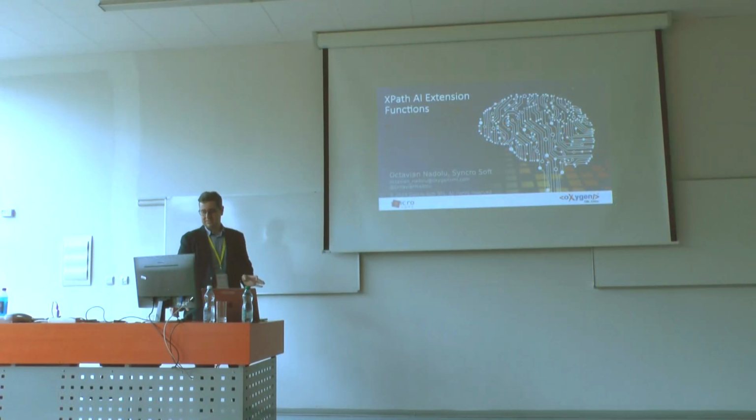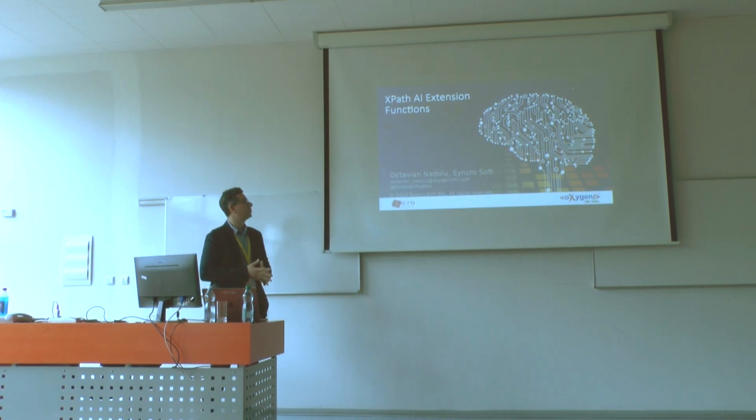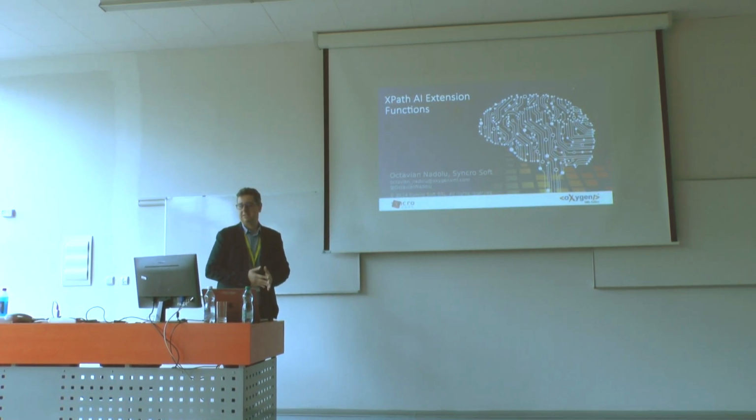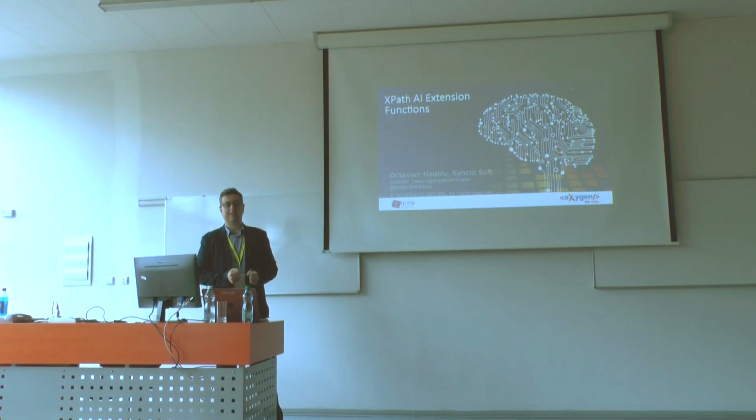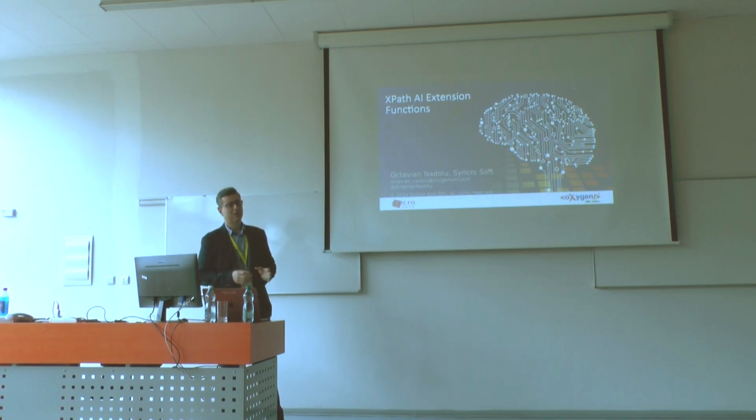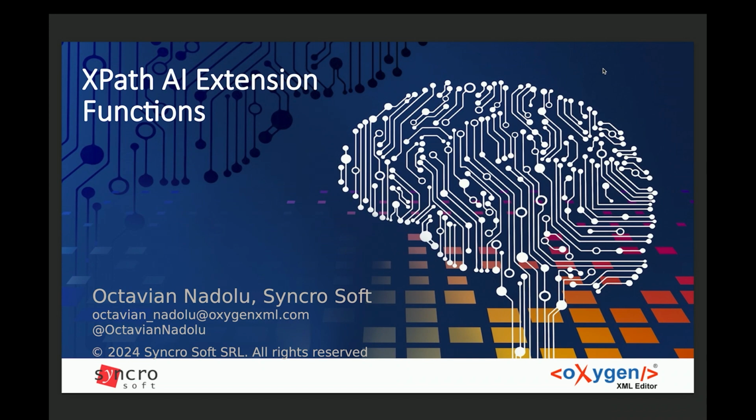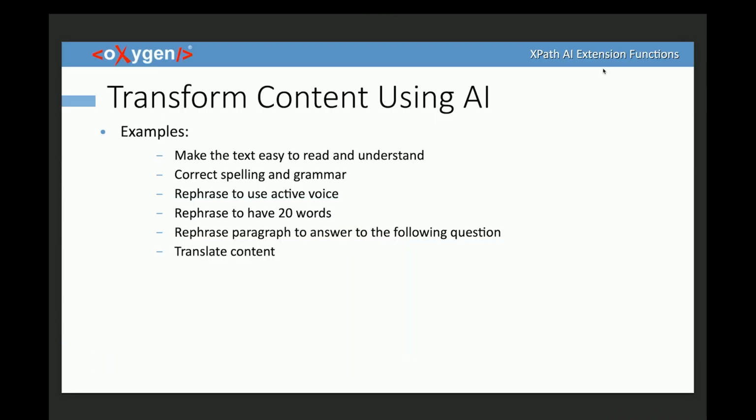Hello again. We'll continue with AI, but this time we'll discuss the XPath AI extension, the XPath function that we introduced that uses AI, and how you can benefit from this support. The idea is that you can use AI to transform content. It helps you make text easy to read and understand. You can rephrase to use active voice, or you can perform different transformation actions on the content.